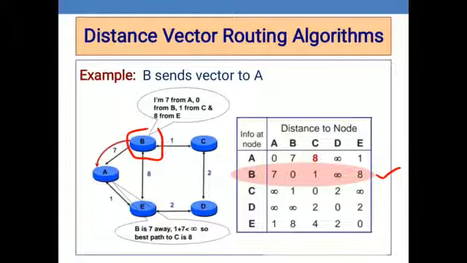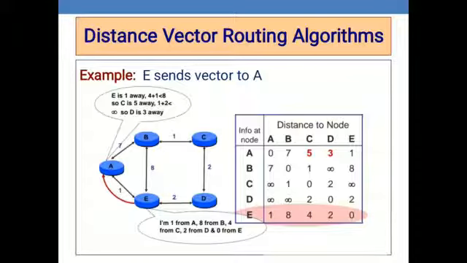Now through B, what is the distance from A to C? 7 plus 1, that is 8. Initially it is infinite. Now compare the infinite value with 8. Which is the least one? 8 is the least one. So we need to update the routing table with 8. So here the C value is updated like this.